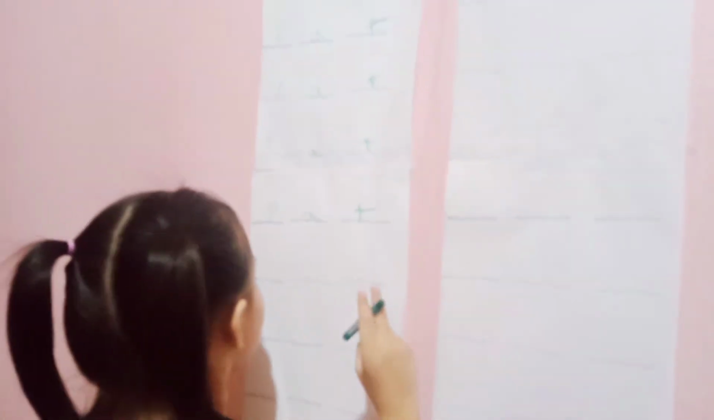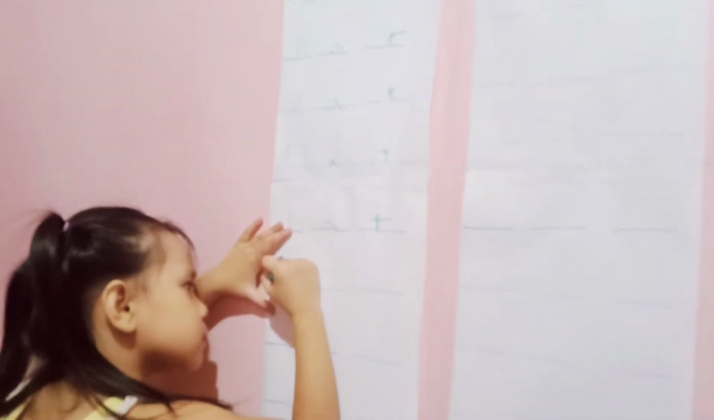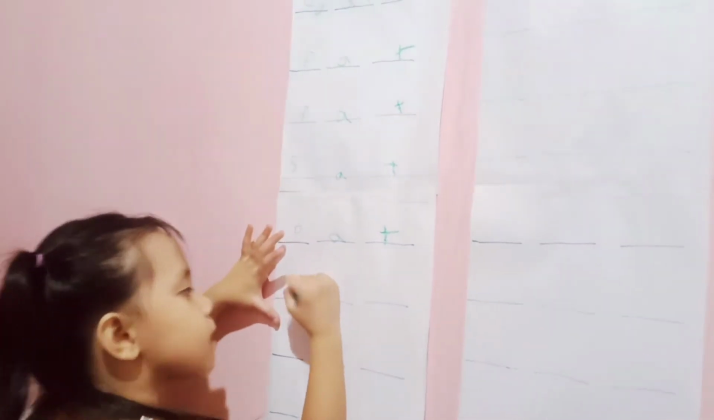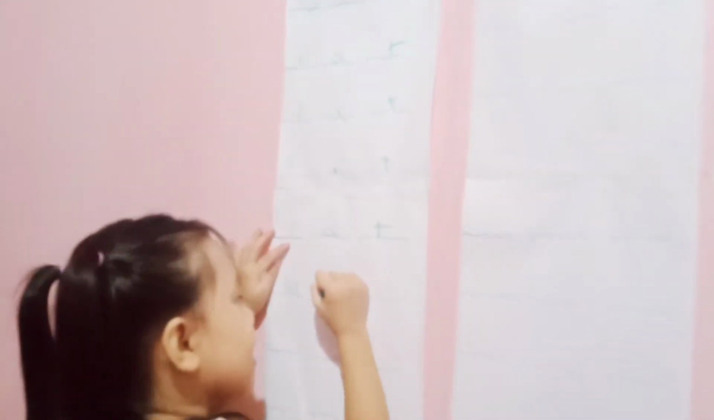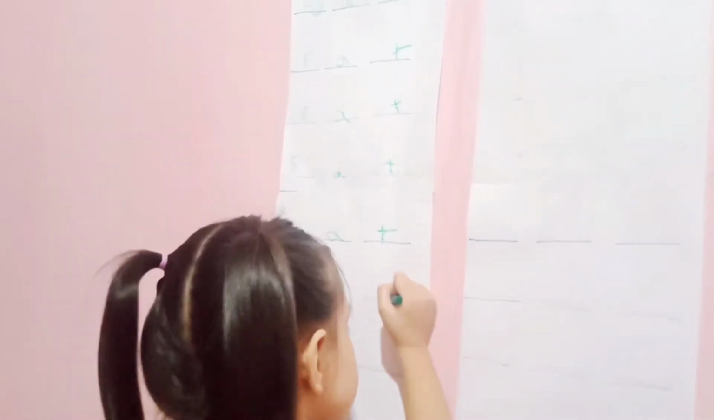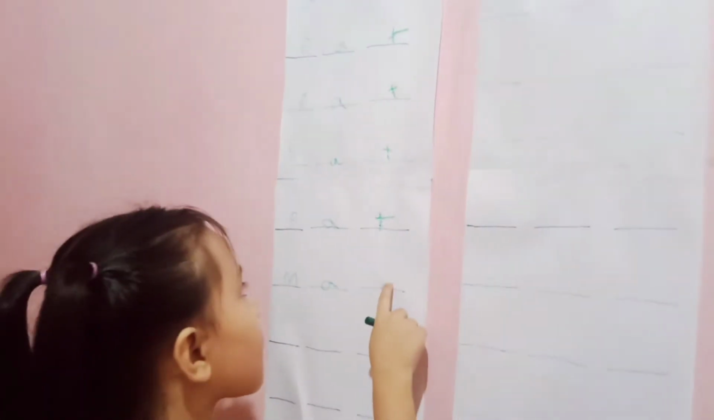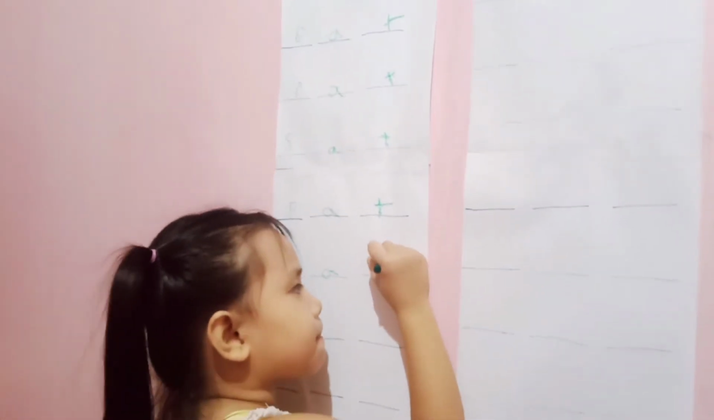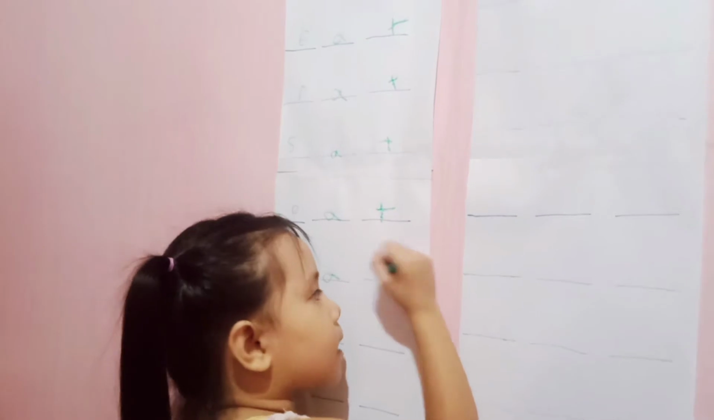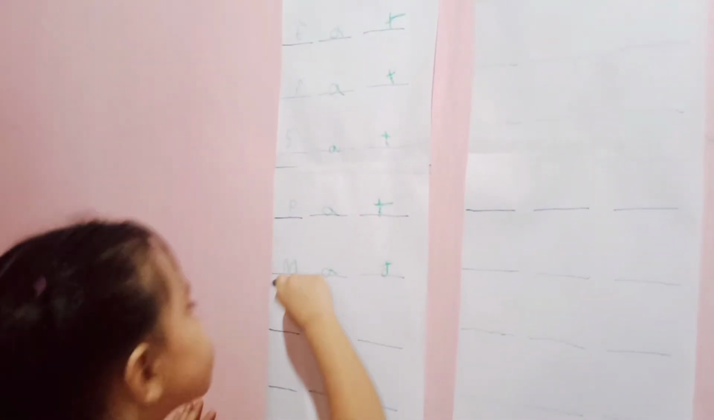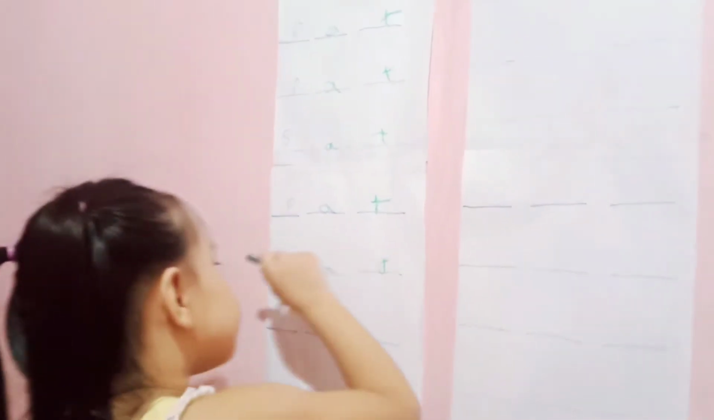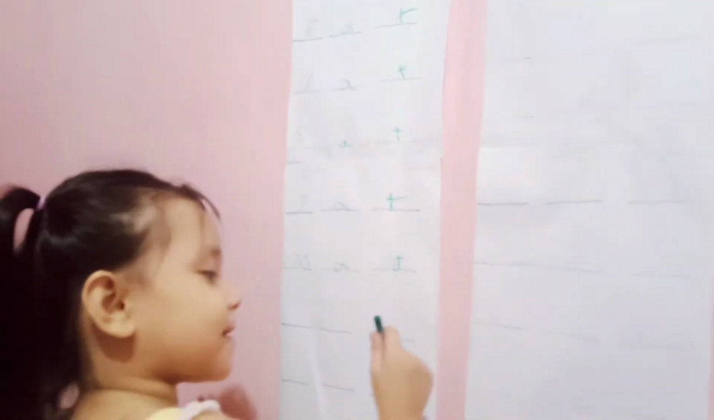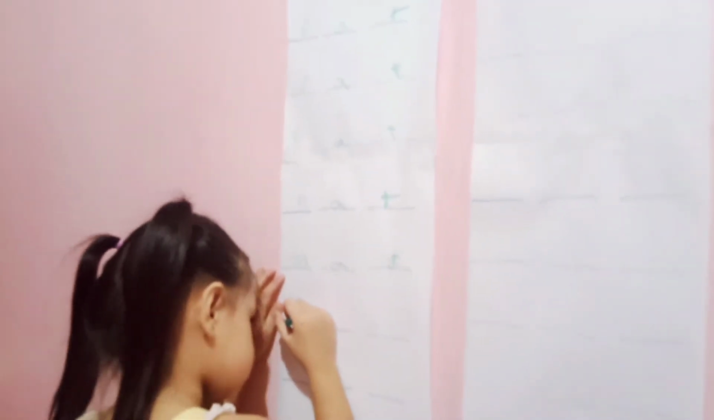M at. M at. Okay, you can erase that. You have no eraser. Okay, t. Okay, can you read that? Mat. Very good. Next, v at.